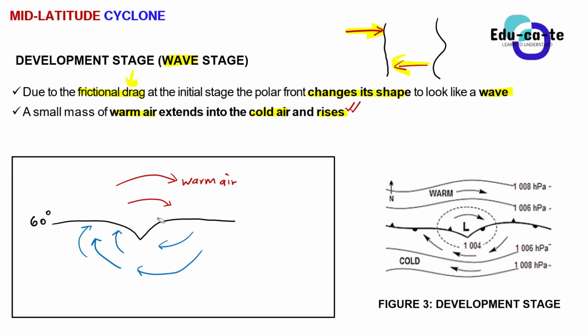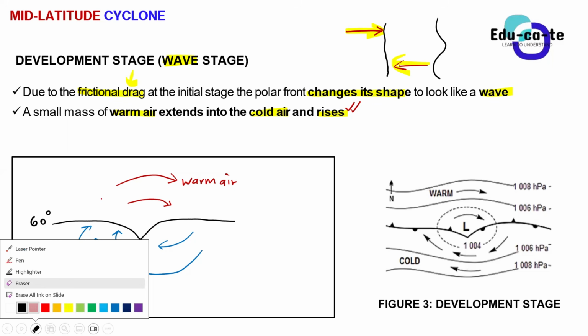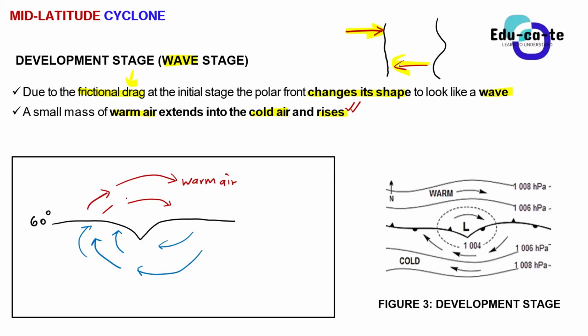Don't worry. When it reaches the mature stage, you'll see that the cold air will remain on the ground, but all the warm air will rise up. But that is not for the development stage. For now, just imagine that small mass of warm air rising. This warm air, it is still there. It was the warm westerlies at first, but we are just going to call it warm air now. And just a small piece extends into the cold air and it rises.